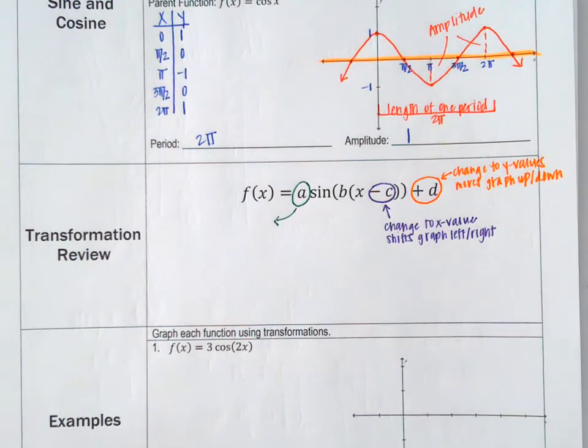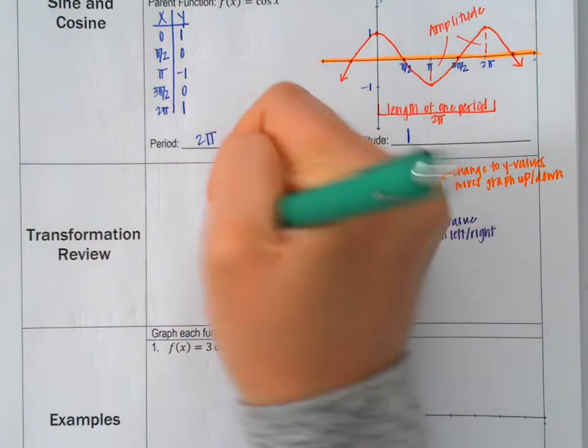And so is A within the function or is it outside the function? And if you're saying it's outside, you're correct. And so when it's outside, is it a change to X or Y? And you should be thinking it's a change to Y.